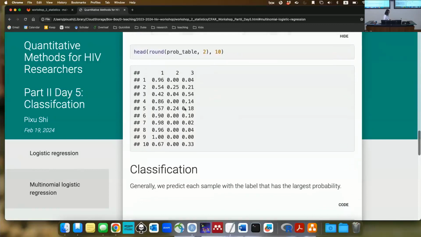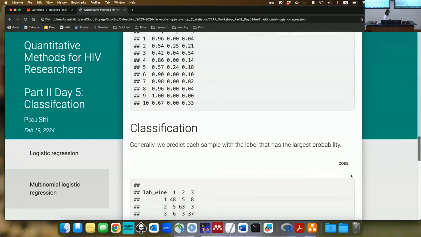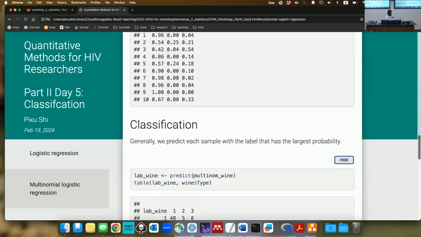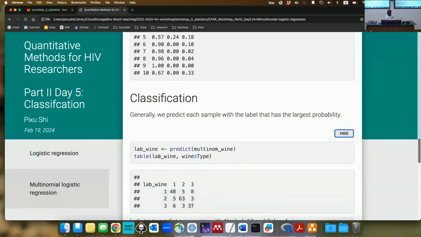And if you want to do the classification, you just choose the largest probability, and that is done using the default predict. So if you don't specify type equals probability, it's going to give you the label prediction. And this table function is one of my favorite R functions. It's going to tabulate the observed labels and the predicted labels. On the diagonal, you have the correct ones. All off-diagonals are the misclassified ones. This is also called a confusion matrix.